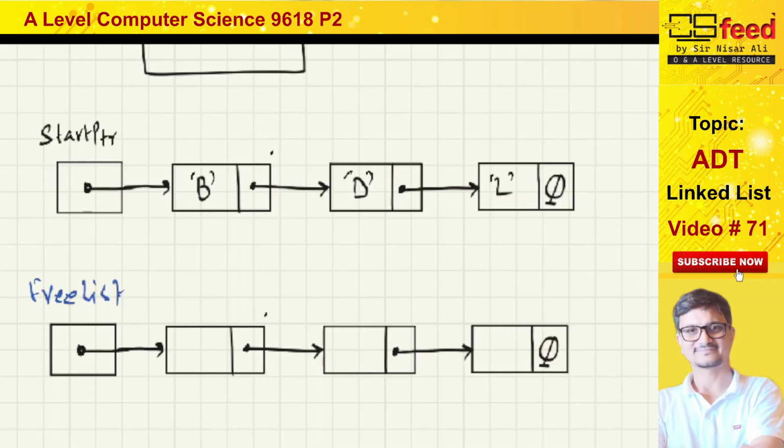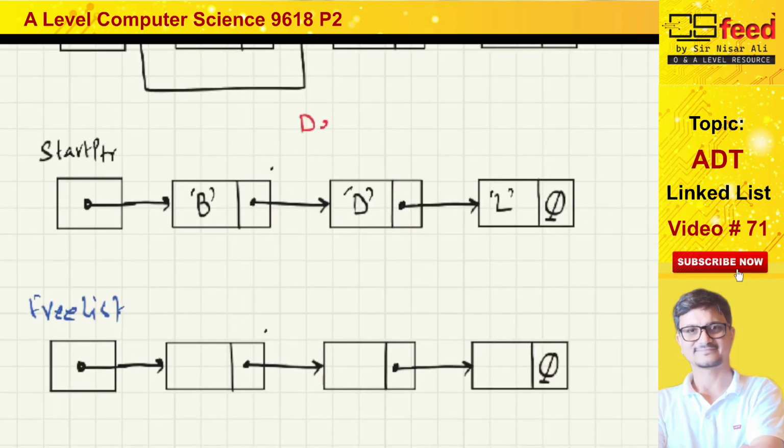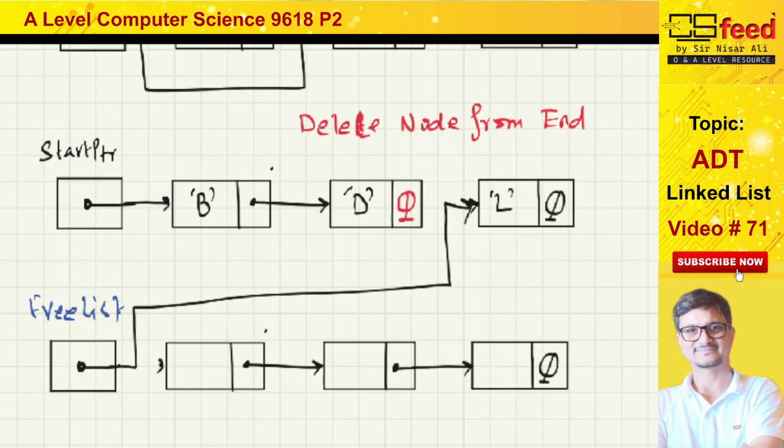What we're doing here is deleting a node from the end. So actually we want to remove L. So what we will do here, as you have learned, is that first of all, D will not point to L. D will hold the null pointer. Then the free list is going to point to L, as I said, that whenever a value node is removed, it will be added in the beginning of the free list.